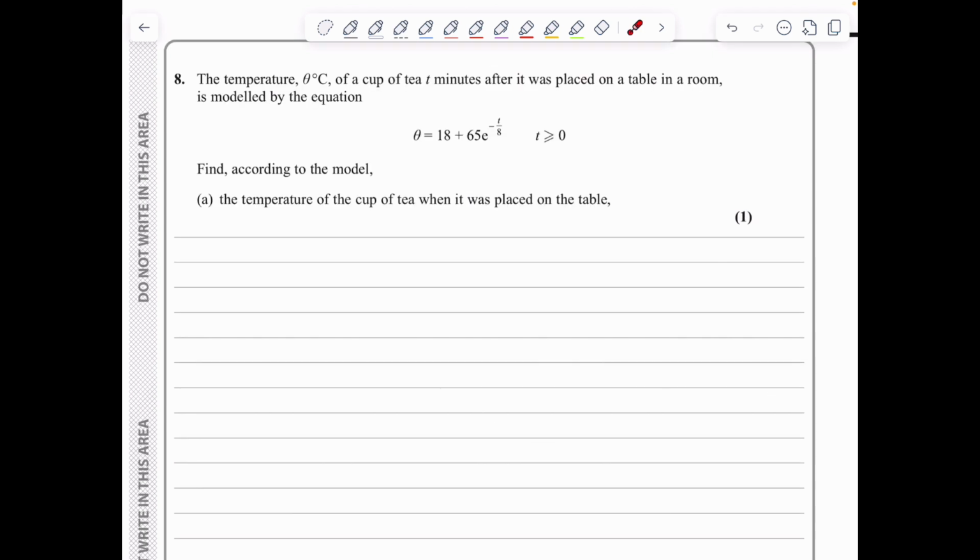In question 8, the temperature theta degrees Celsius of a cup of tea t minutes after it was placed on a table in a room is modeled by this exponential equation here. We need to find, according to the model, the temperature of the cup of tea when it was first placed on the table. So essentially we just need to put t is 0, so when t is equal to 0, we get that theta is 18 plus 65 e to the power of 0. Well, we know that e to the power of 0 is 1, and 18 plus 65 is 83, and we need to include the units, so we're looking at 83 degrees Celsius.